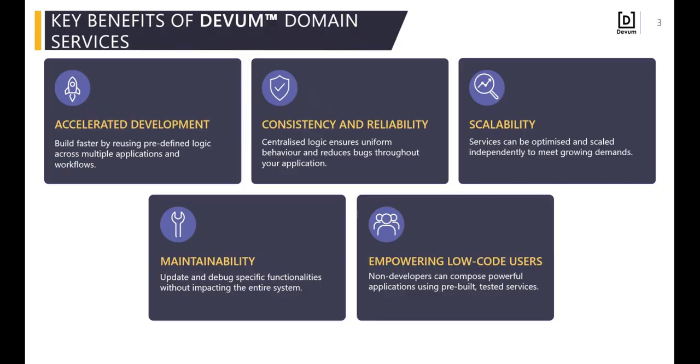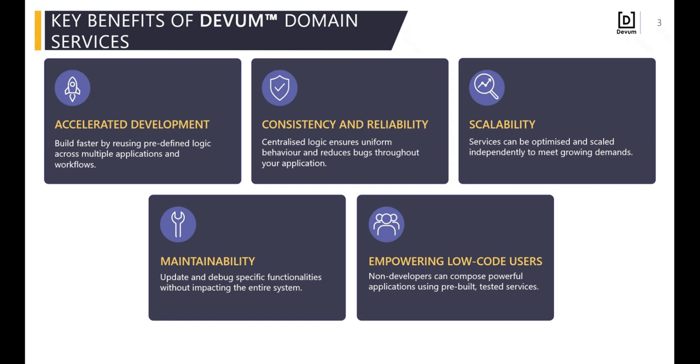Now, let's move on to the key benefits of Devum Domain Services. First, accelerated development. Instead of rebuilding the same logic for every app, teams can simply reuse predefined services. This speeds up development dramatically and helps deliver features much faster. Next, consistency and reliability. Because logic lives in one central place, every application behaves the same way. That means fewer bugs, less confusion, and a smoother, more predictable user experience.